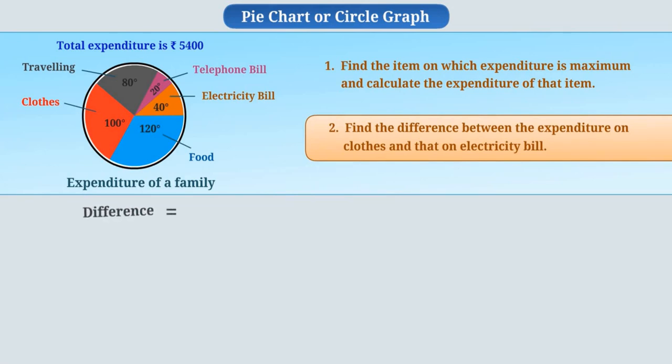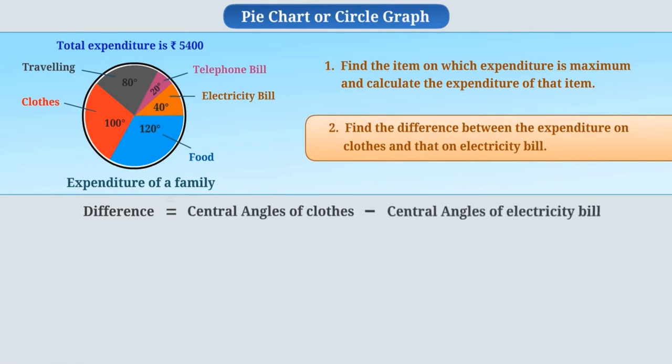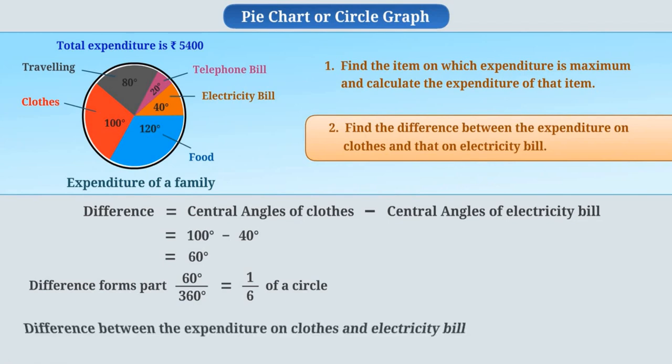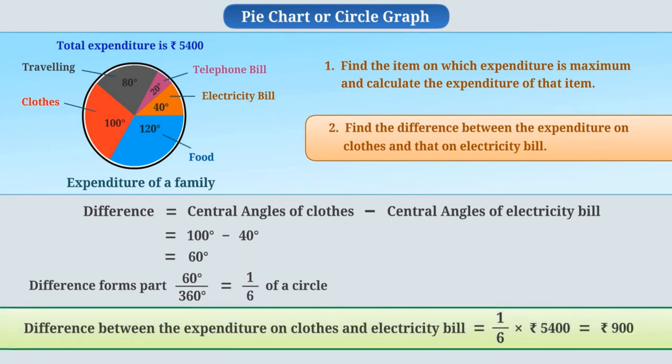So, here difference of central angles representing the expenditure on clothes and electricity bill is 100 degree minus 40 degree is equal to 60 degree. This difference forms part 60 degree divided by 360 degree is equal to 1 by 6th of the circle. Therefore, it must be forming the same part of the total expenditure as well. That is, the difference is 1 by 6 multiplied by 5,400 rupees is equal to 900 rupees. See how easily we got the solution?